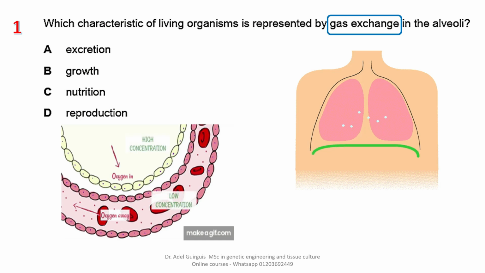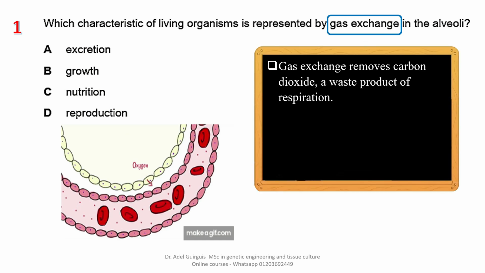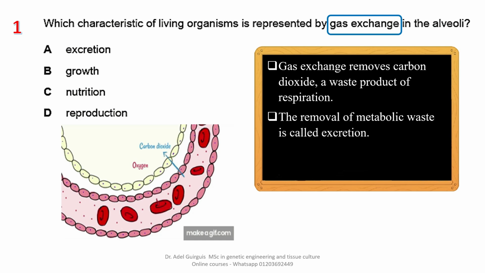What about carbon dioxide? Carbon dioxide is a waste product of metabolism. It is released as waste gas from aerobic respiration. So the removal of metabolic waste is called excretion. So the answer is A.